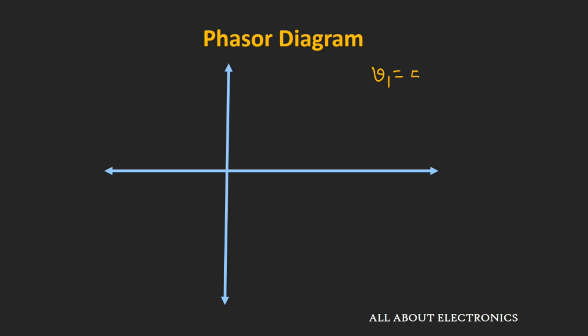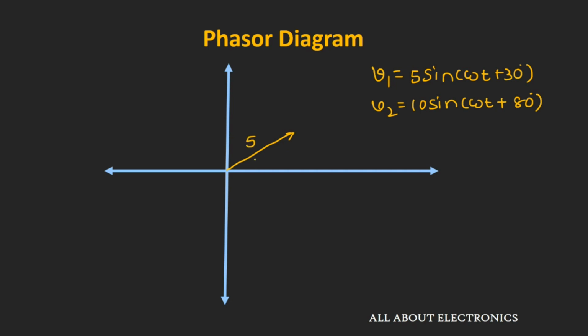The first is, let's say, V1 equal to 5 sine omega t plus 30 degree, and the second signal V2 is equal to 10 sine omega t plus 80 degree, and we want to represent these two signals in terms of phasors in a phasor diagram. So the first signal is 5 sine omega t plus 30. First we will draw the vector which has an amplitude of 5, and it will make an angle of 30 degree with the horizontal axis or reference axis.